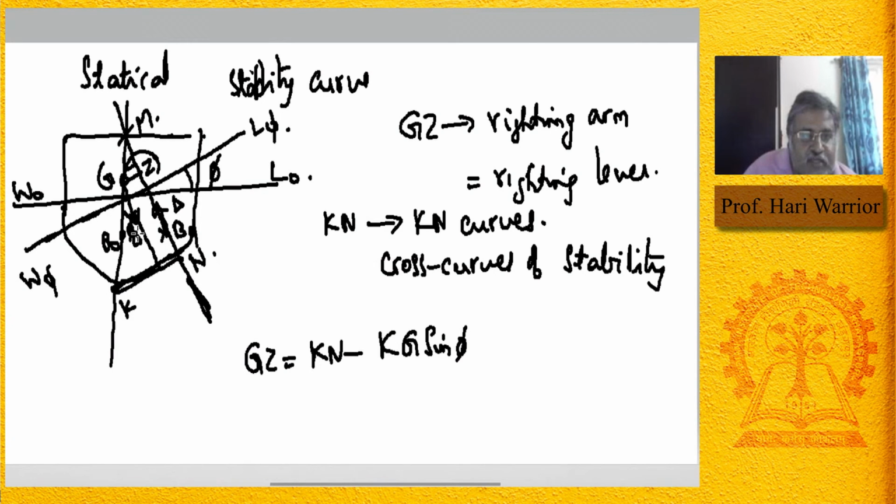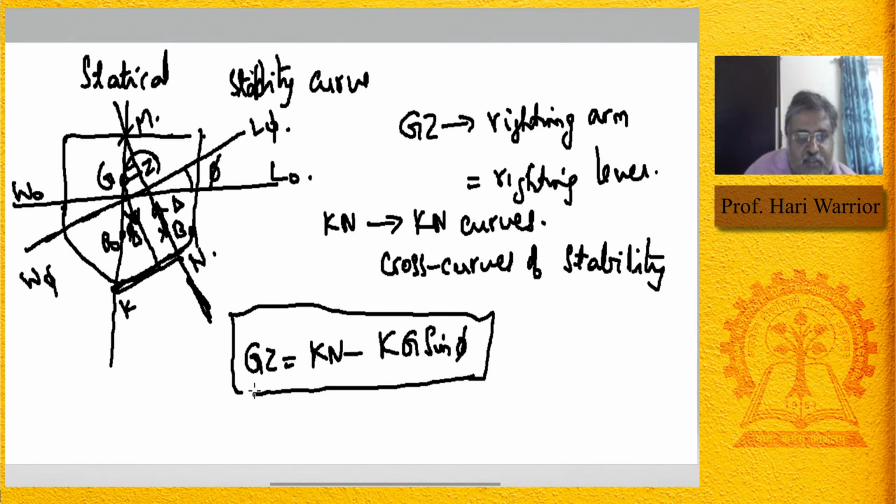So once you have that, you get this formula, which is generally used for many things. I just want you to remember this formula for the time being. That is GZ is equal to KN minus KG sine phi, and KN curves, usually these KNs, where is it?